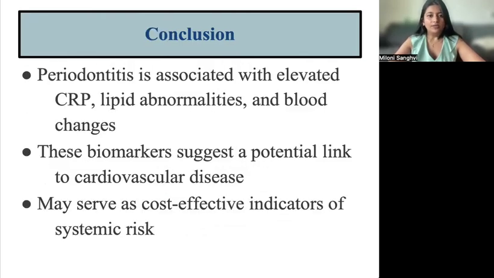So I would like to conclude saying periodontitis is associated with elevated CRP, lipid abnormalities, and blood changes. These biomarkers suggest a potential link to cardiovascular diseases, and may serve as a cost-effective indicator of systemic risk.